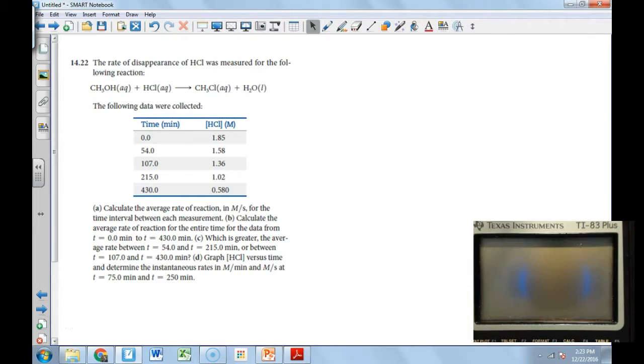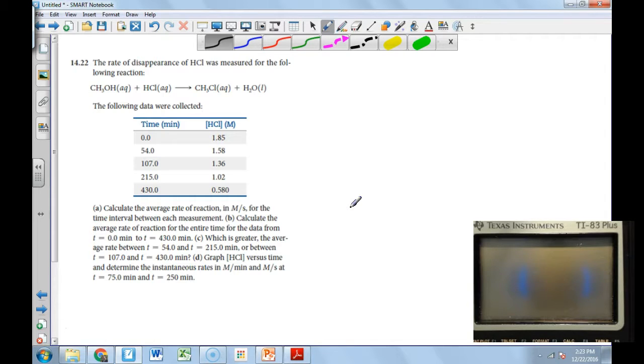Hey everybody, wanted to spend a little time going over question 14.22 out of Brown-LeMay-Burston. This one is good because it highlights the difference between average rate of change and instantaneous rate of change. This one may be a little longer because it's asking us to graph down here.